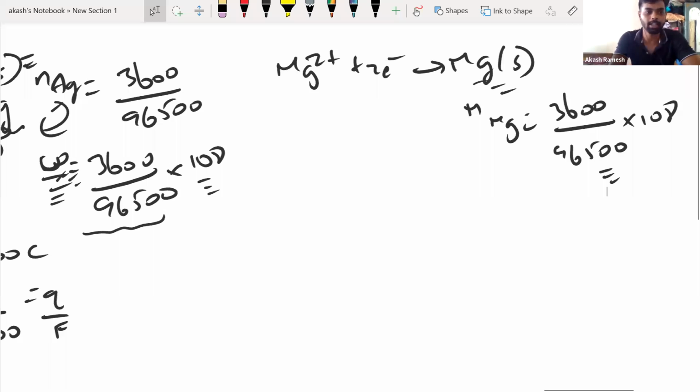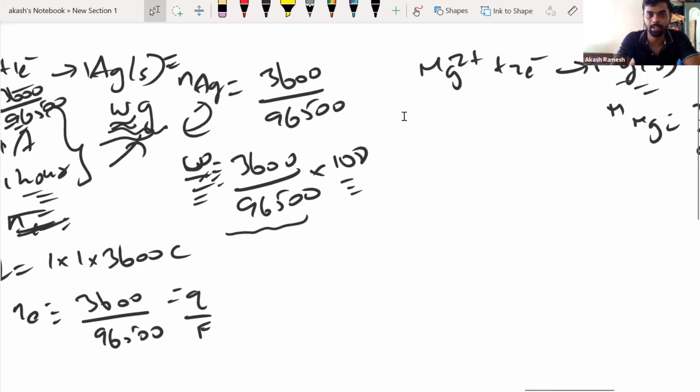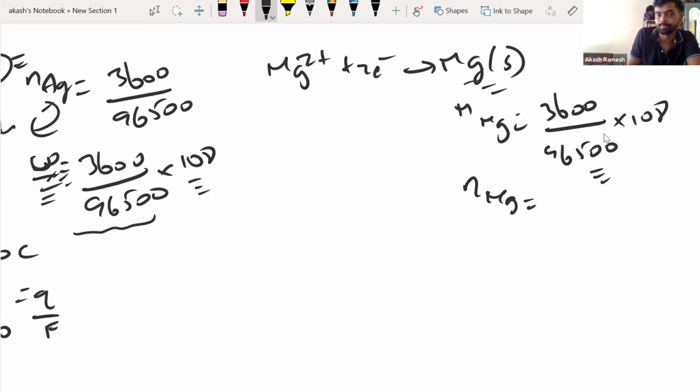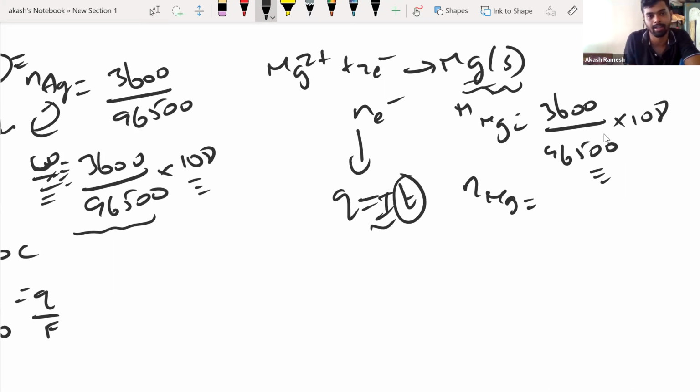Anyways, till now there is no problem, right? We calculated W. The same value of W will be there for Mg also. So let us calculate the number of moles of Mg, because if I can find the number of moles of Mg, I can find the number of moles of electron. From the number of moles of electron, I can find Q. From Q, the formula is I into T, and I can find this T, because the I value is the same. The I value is 1 ampere, given in the question.